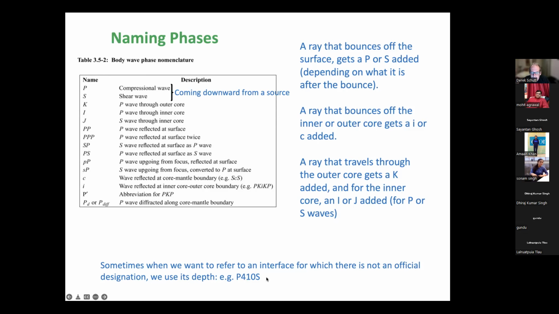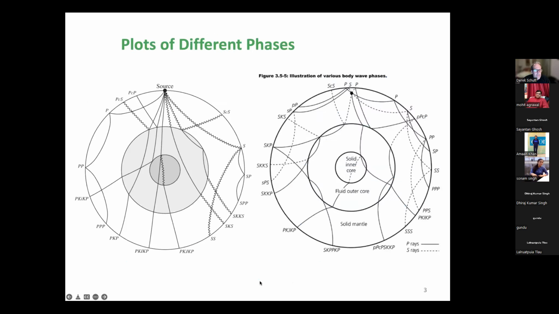Sometimes when we want to refer to an interface for which there is not an official designation, we just use the depth. So P410S is a P wave that bounces off the 410 discontinuity, which we'll talk about later on in this lecture, and then turns into an S wave. So here are some examples.